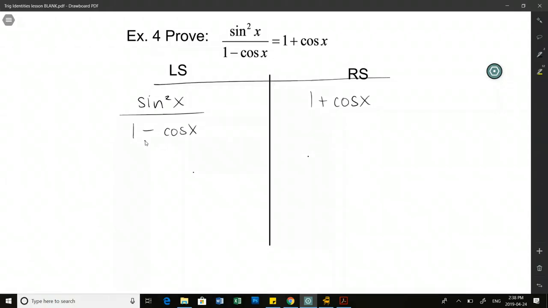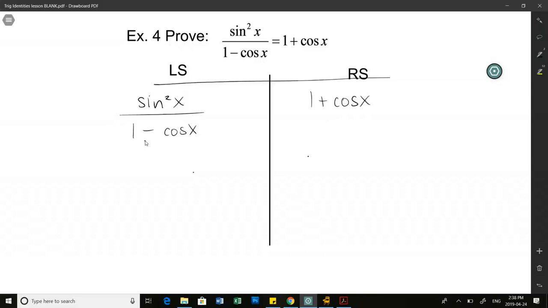There you go. So we're going to separate our left side and our right side. This is always the first step. Everyone can do this step. You rewrite and rewrite. All right. Everything is in terms of sine and cosine, so we're good on that front.